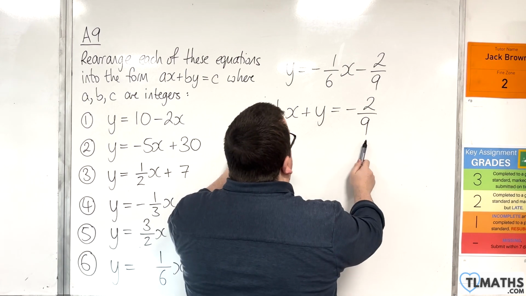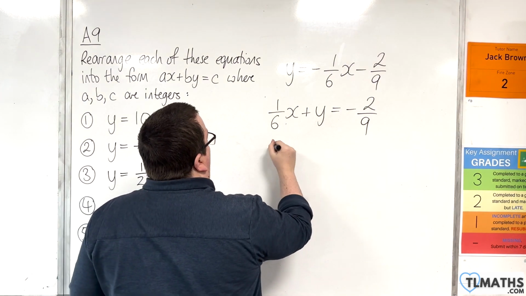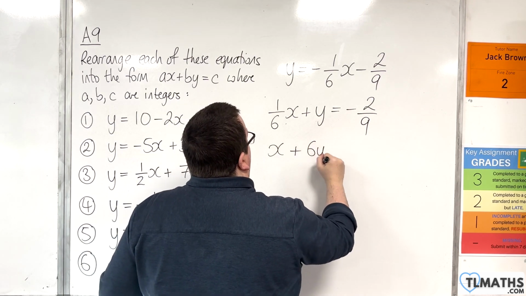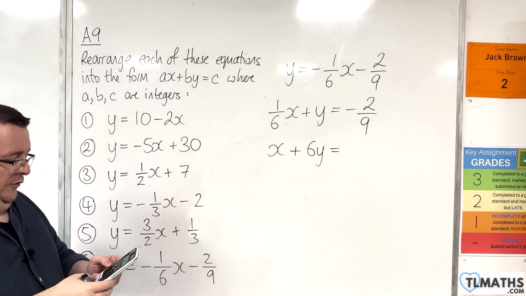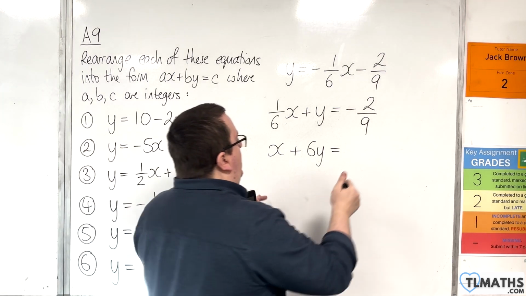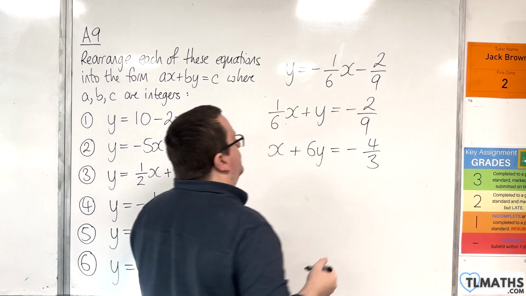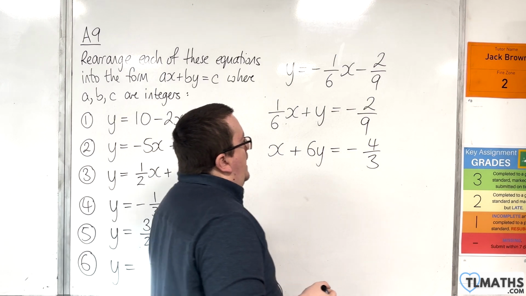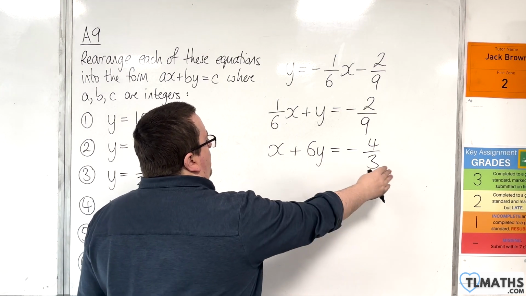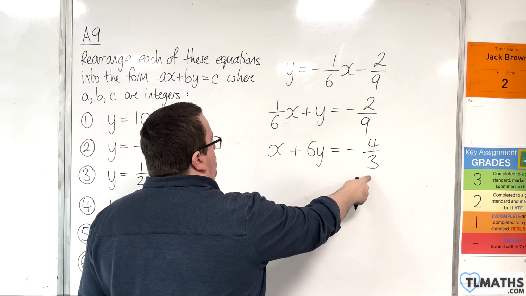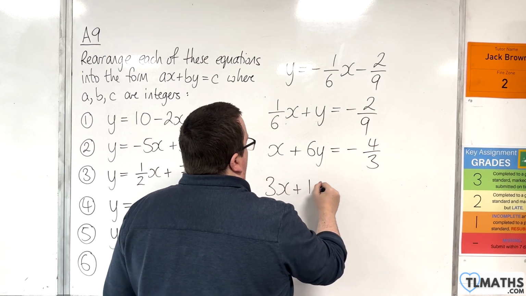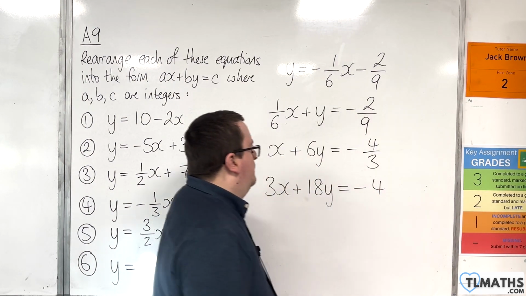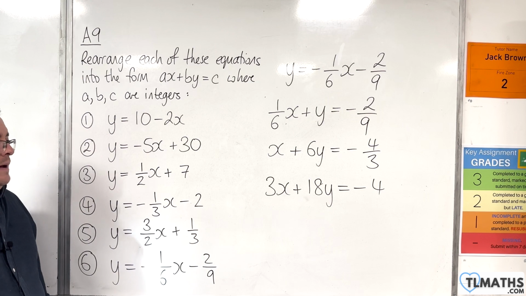We could multiply through by 6 first to get rid of this fraction here. So plus 6y equals, so minus 2/9 times by 6 is minus 4/3. Okay. And then multiply through by 3 to get rid of this fraction, we'll get 3x plus 18y is equal to minus 4. Okay? And so we can do it in 2 steps.